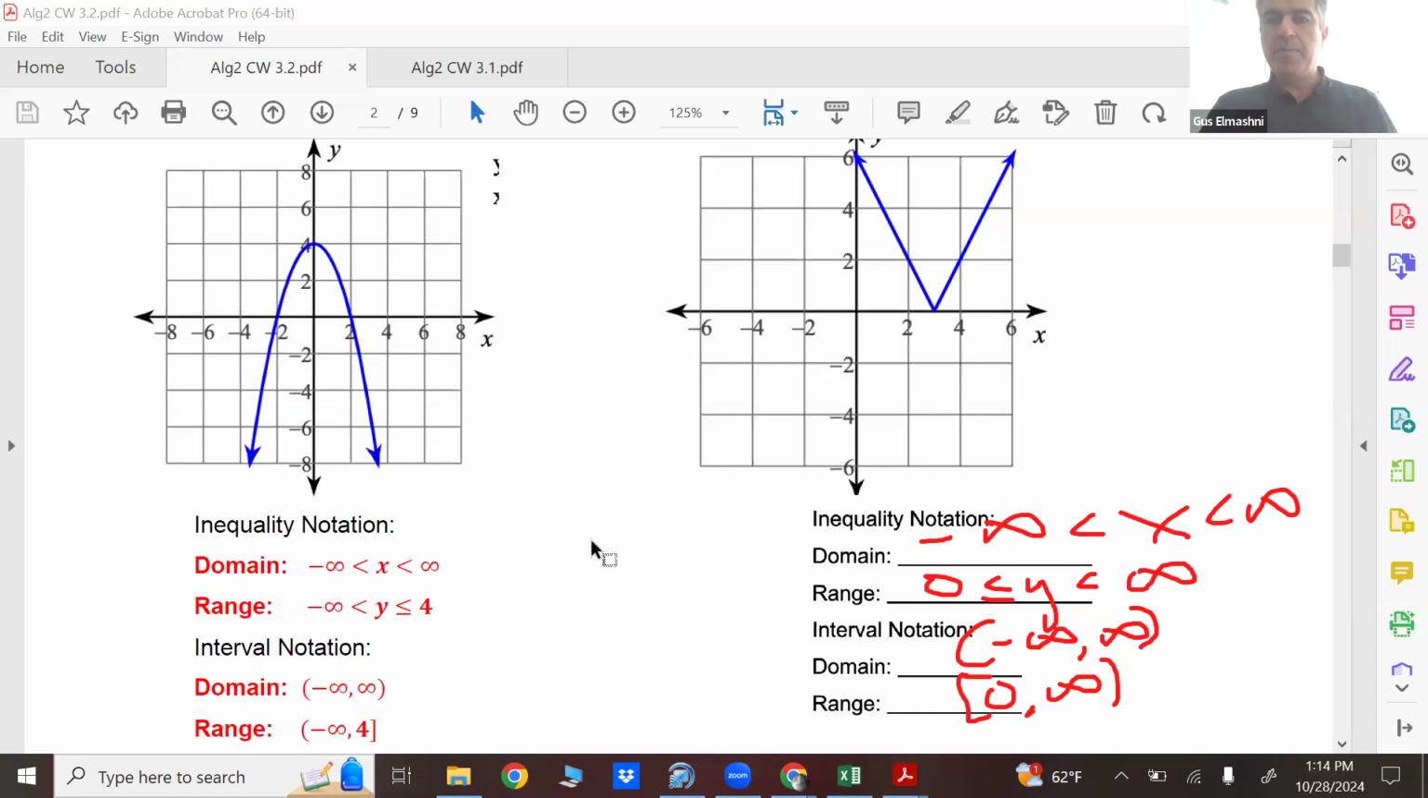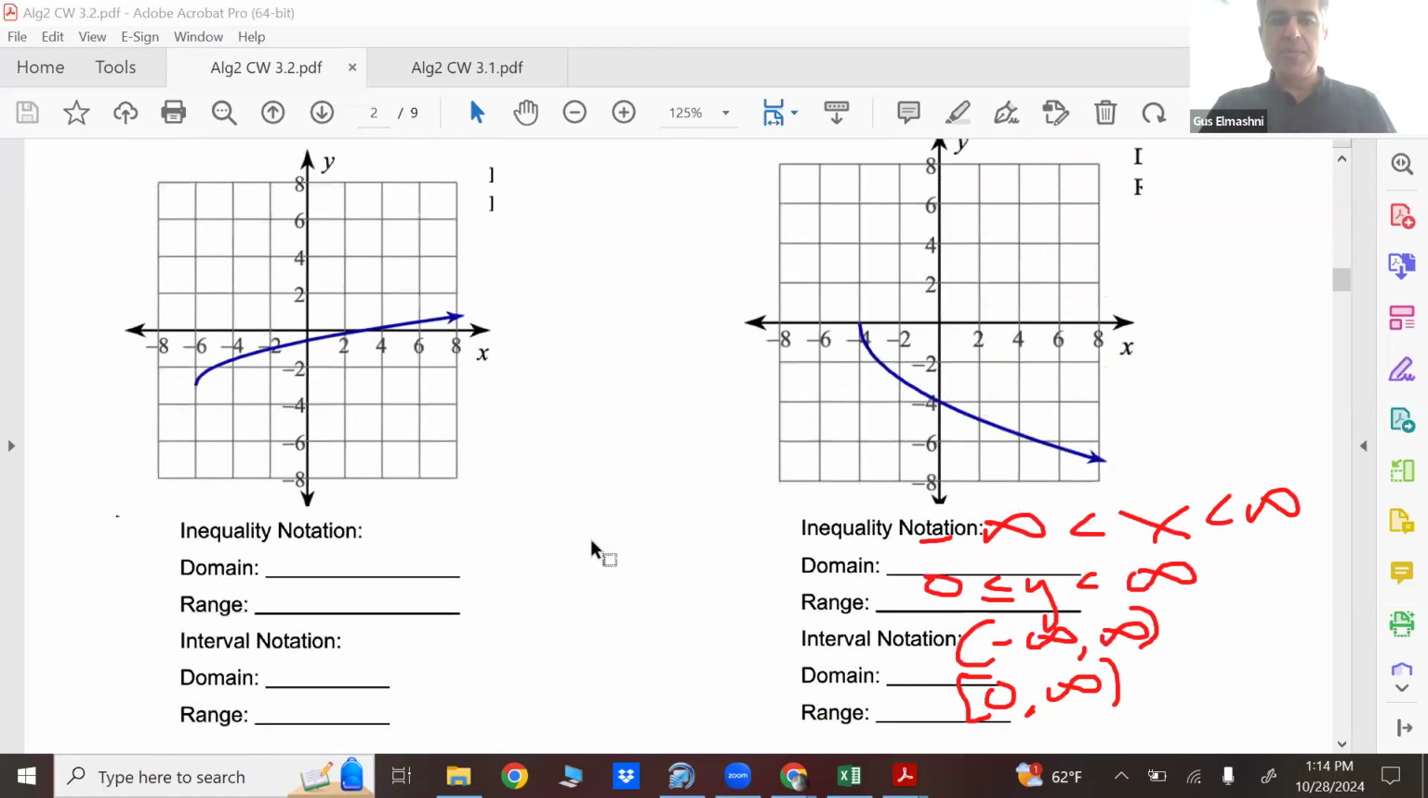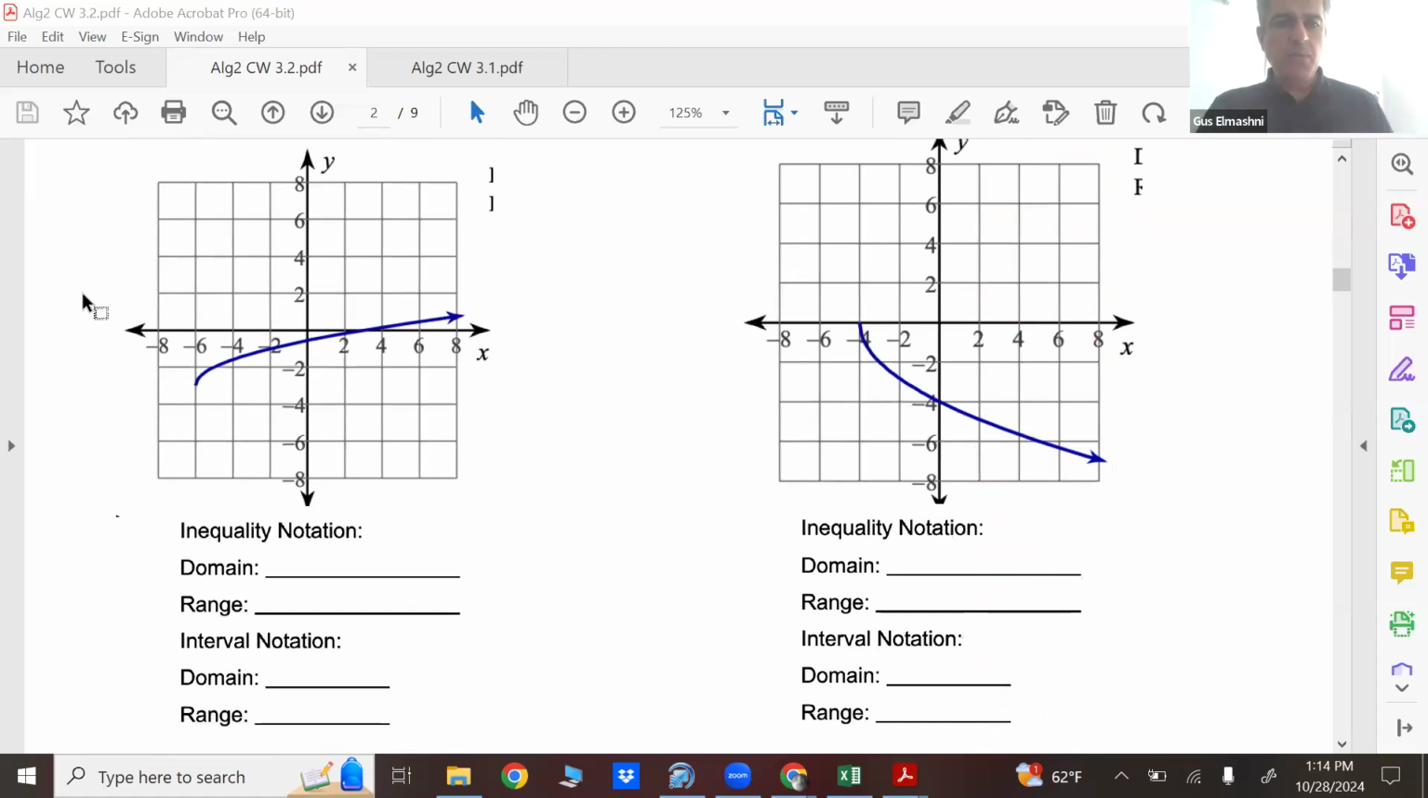Okay, let's do a couple more, and then you guys will do the next page in your groups. All right, so over here. Where's this graph starting? Yeah, it seems like it's at -6, -3. That's a starting point. So let's do the range again. Is -3 a low point? It is, and so we're going to write it like this. And it just keeps going up forever. It slowly rises.